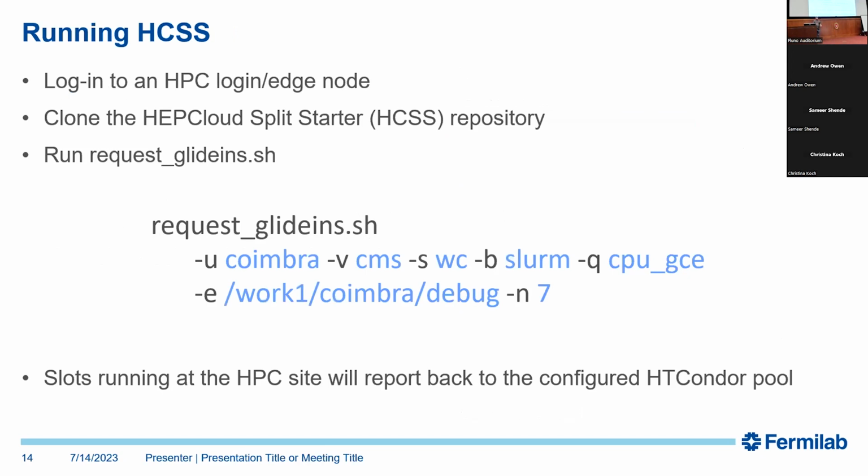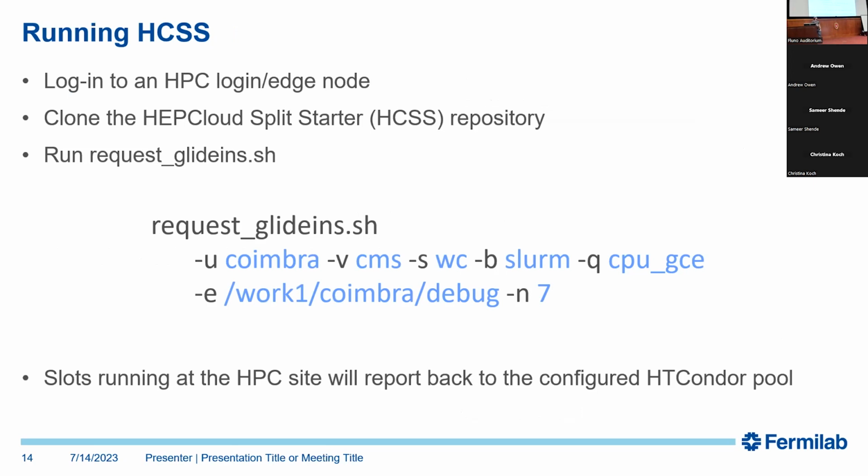Once we have that all in place, all you need to do to run the split starter is to log into an edge node, clone the split starter repository, and run the request glidings.sh command. So these will contain all the execution time configuration we'll need.